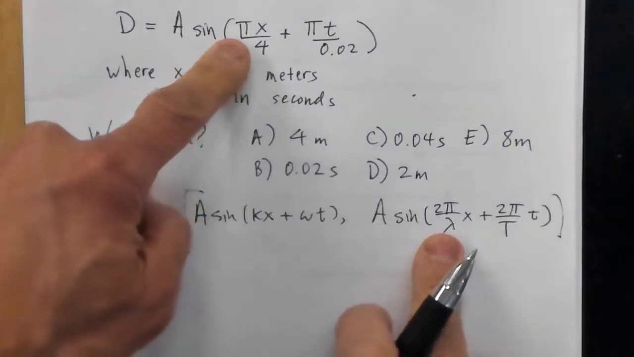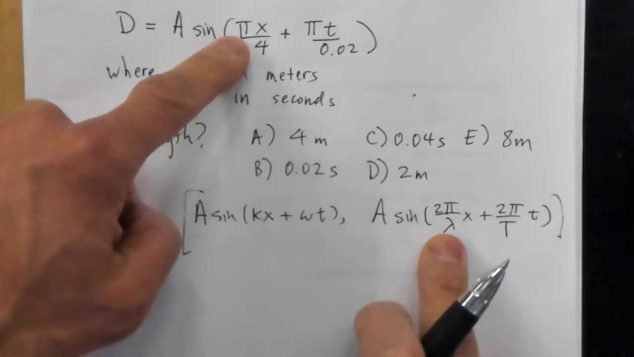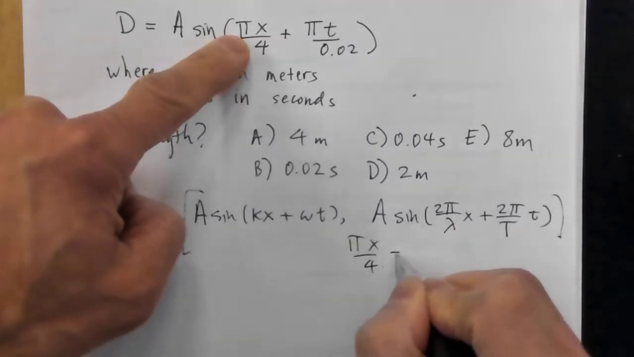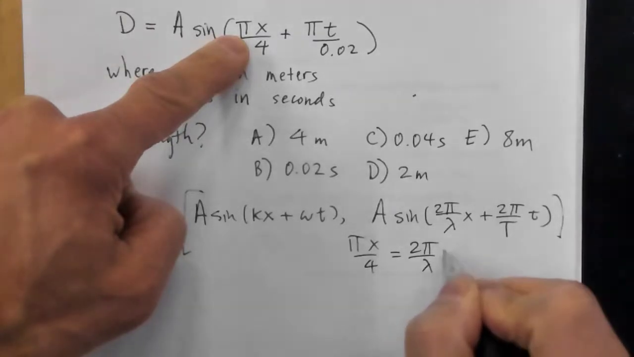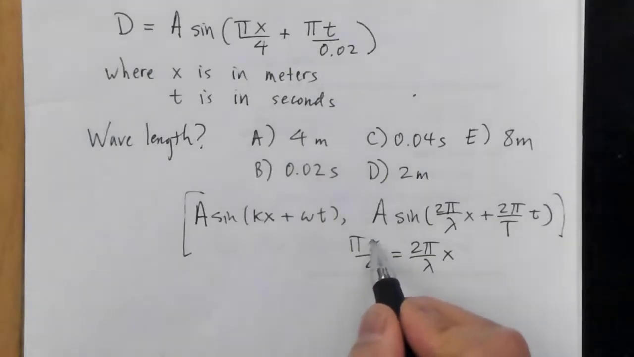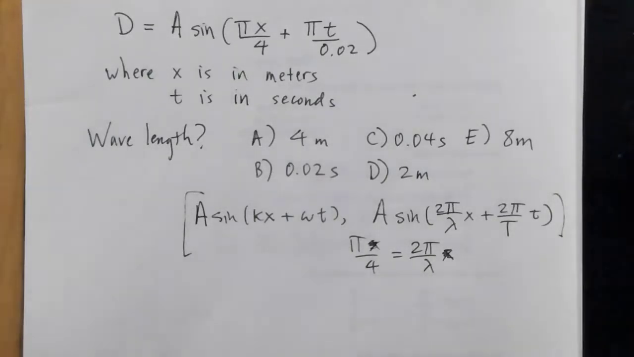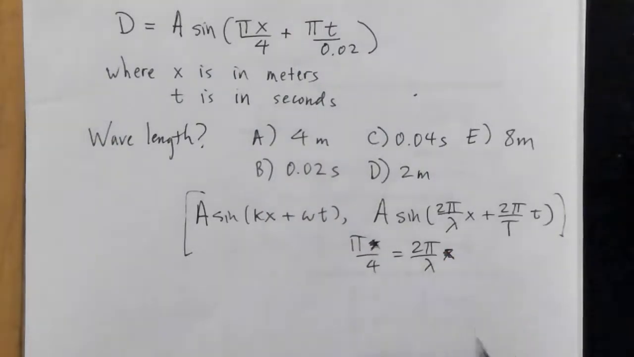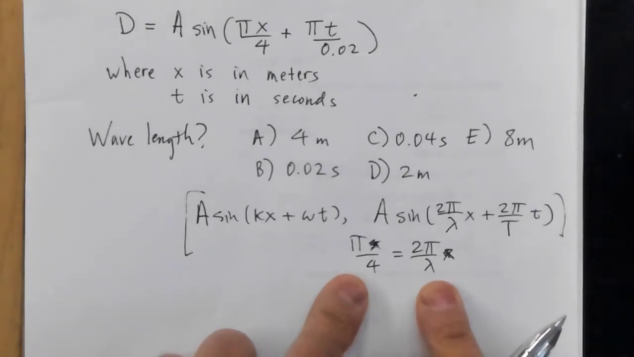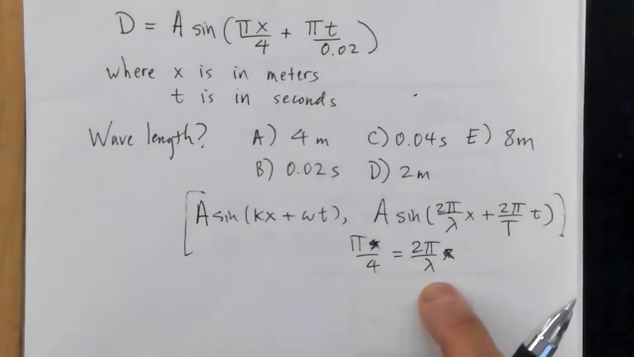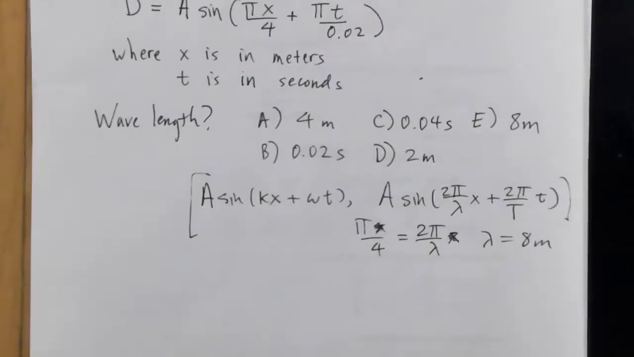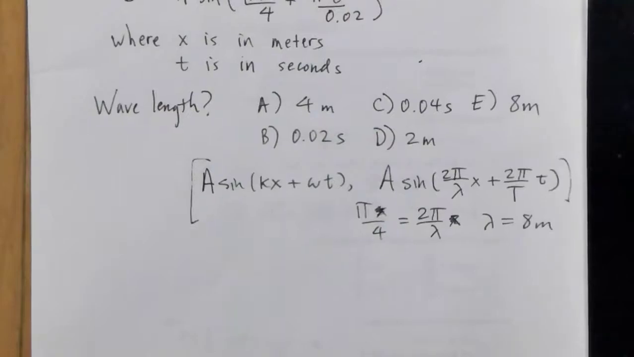Then we would compare what we have here: pi x over 4 is equal to 2 pi over lambda times x. Obviously I didn't need to write the x's. So in order for this to work, lambda needs to be 8. So lambda is equal to 8 meters. Questions about this?